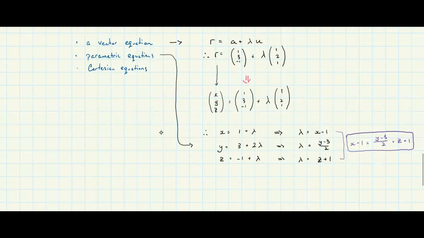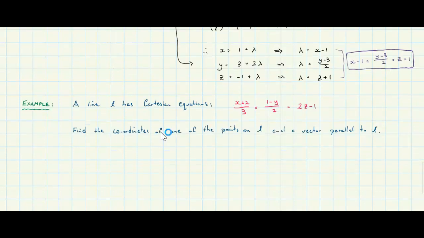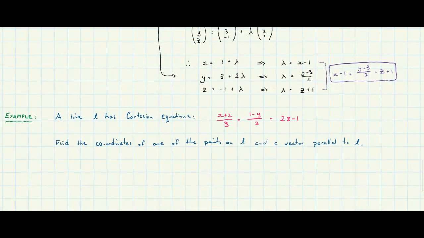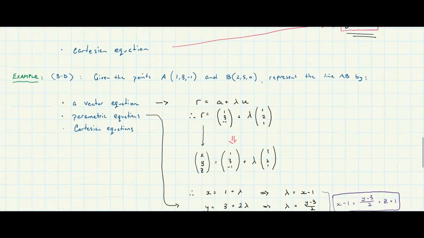Okay, one more example. For this example here, we have a line L presented to us almost with the final product in what we've been doing, in that we've got the Cartesian equations for it, and we want to extract from this information one of the points and a parallel vector. One of the points, well, that's a fixed point, and a parallel vector, well, that's the direction vector. So they're the bits we want to extract.